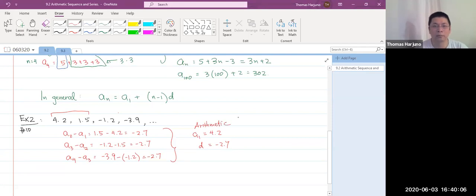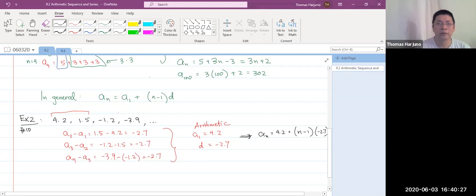And the first term is 4.2, and the common difference is negative 2.7. So the general term a sub n will be 4.2 plus n minus 1 times d, negative 2.7. Okay, so my a, the first term, is a sub 1, and my d is, in this case, negative 2.7.